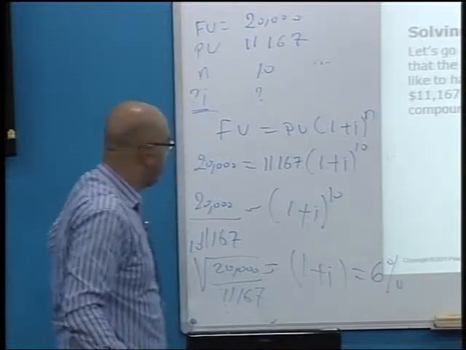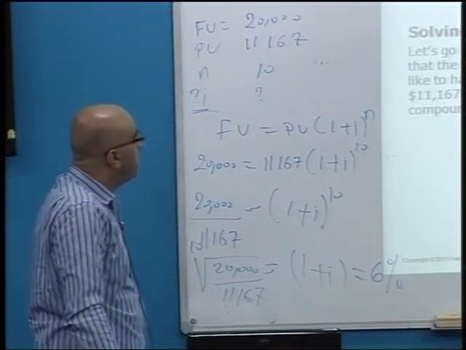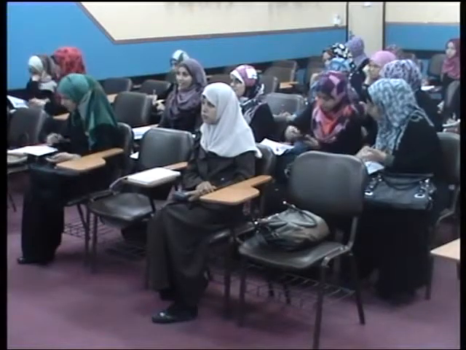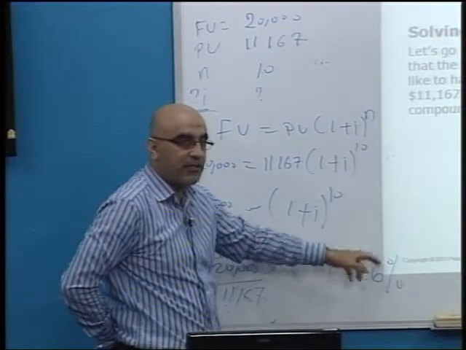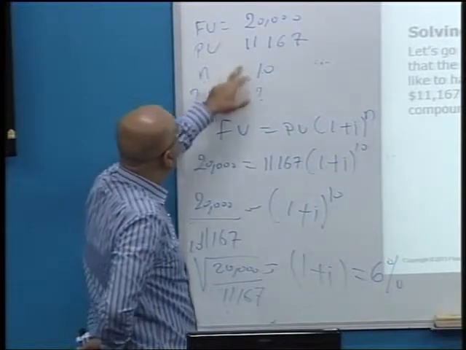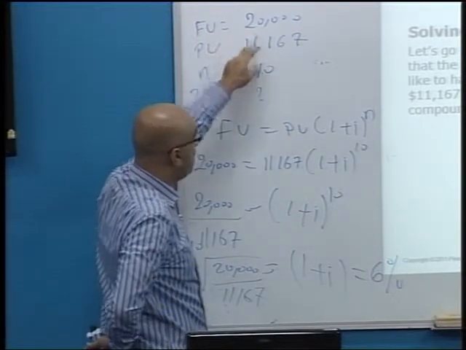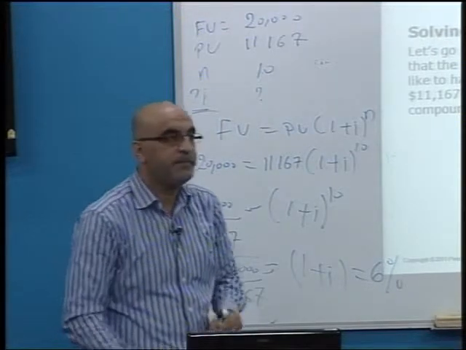Okay? So it means we need 6% as an interest rate for the $11,167 to become $20,000 after 10 years. So this is the answer.